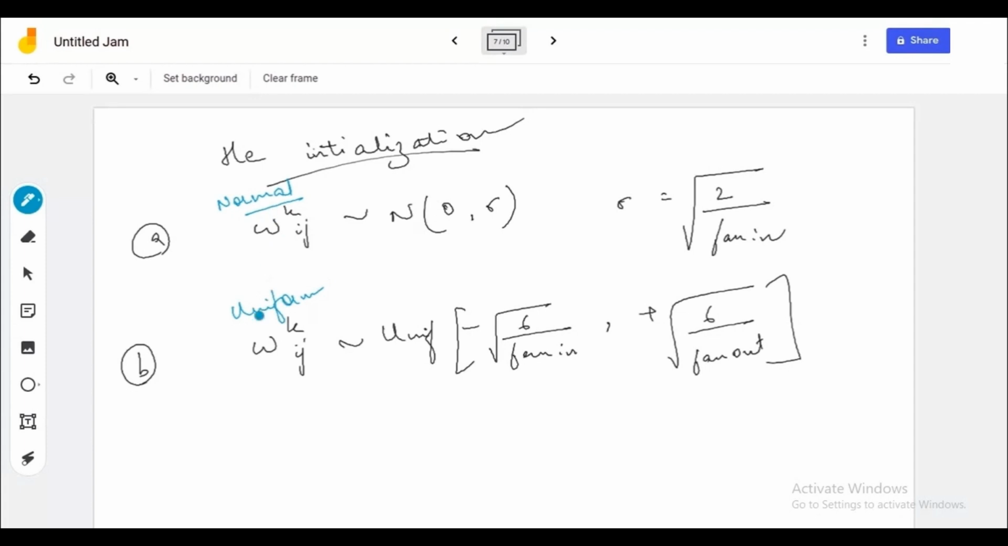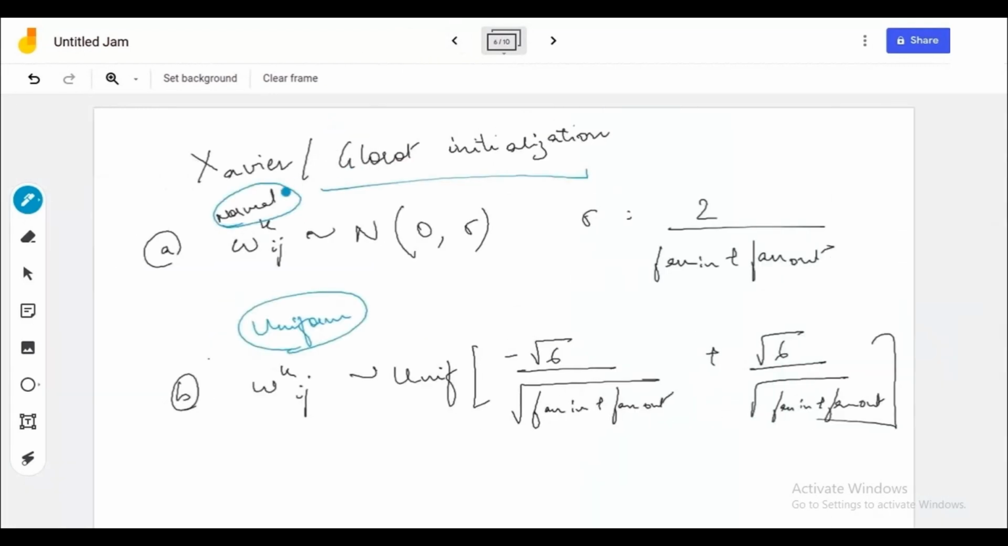Now this normal and uniform choice totally depends on what type of data you are using. He initialization is usually used with activation functions like ReLU, leaky ReLU or any other type of ReLU. And Xavier or Glorot initialization is usually used for sigmoid activation. So yes, that is it.